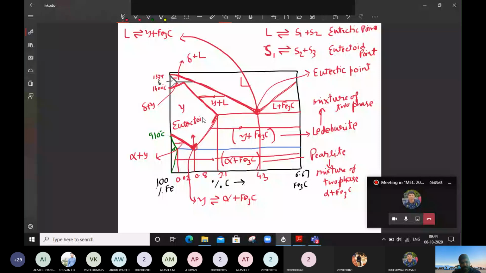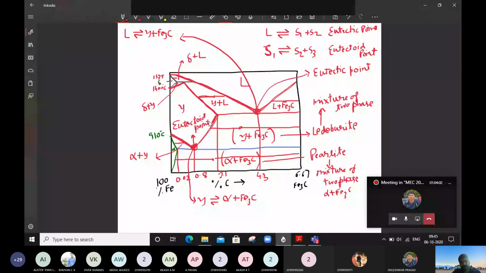Eutectoid point. All these things you have to remember. Not remember, you simply follow the concept. Don't try to remember anything. Just try to understand the concept. Once you understand the concept, you are not supposed to remember anything. So this is the eutectoid point.